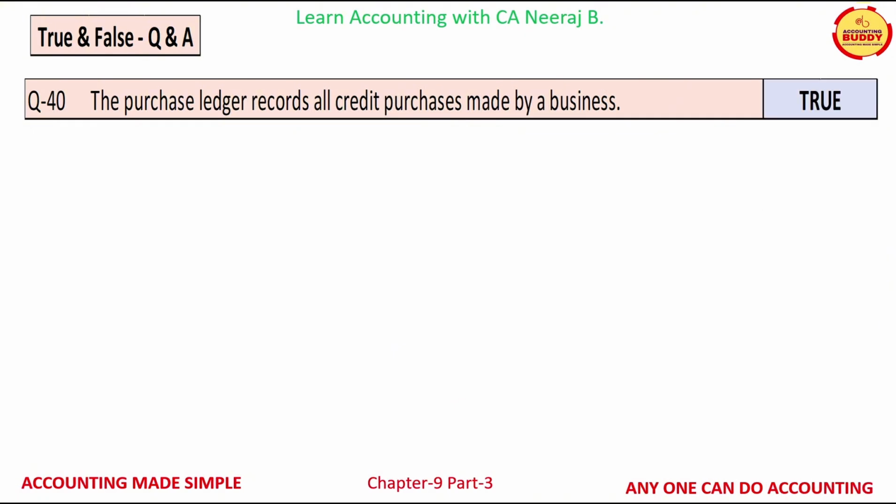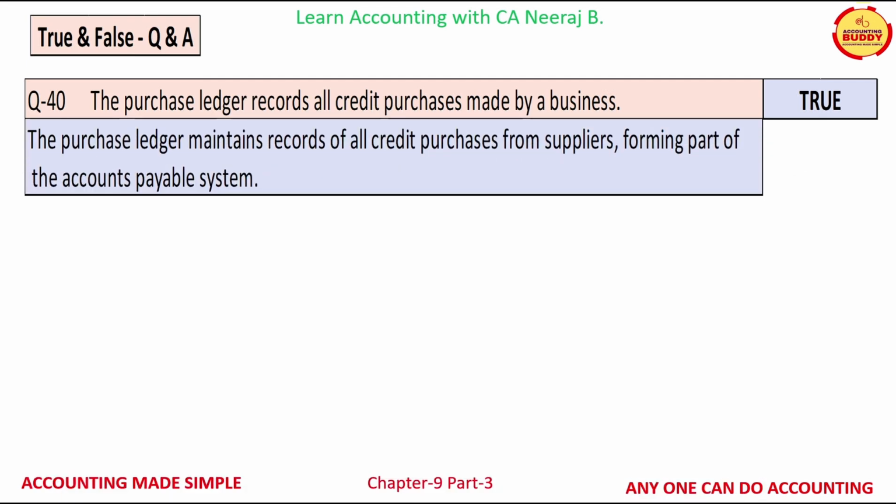This is a true statement. The purchase ledger maintains records of all the credit purchases from the suppliers, forming part of the accounts payable system.